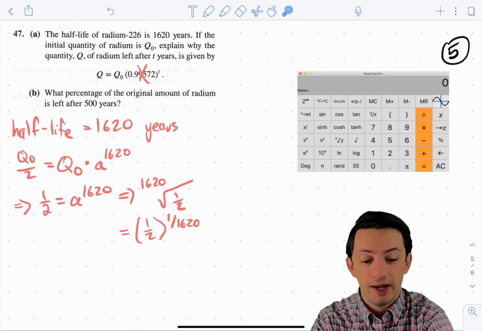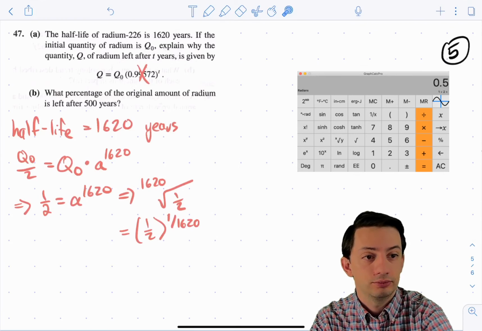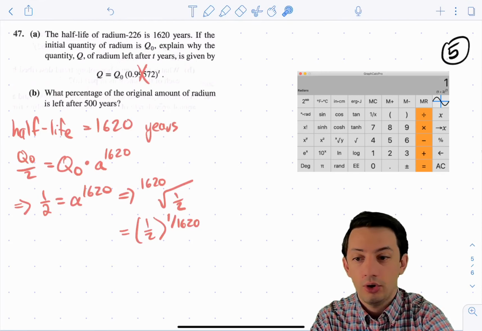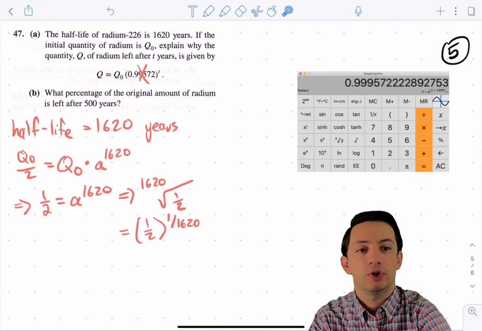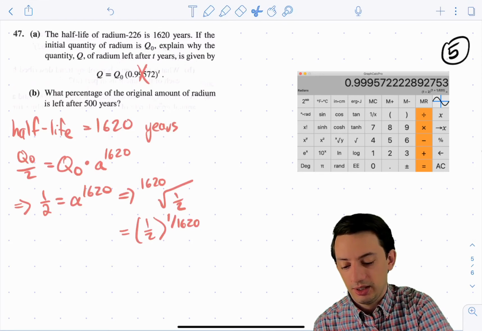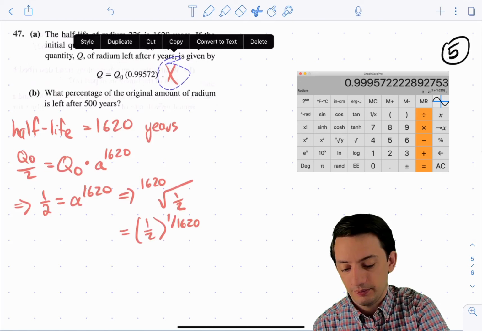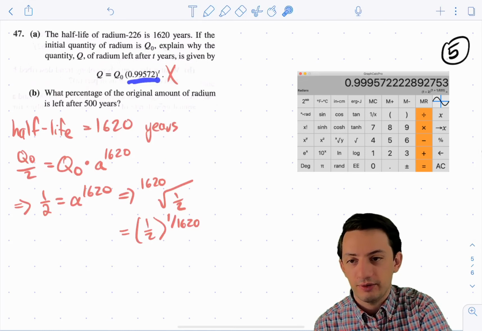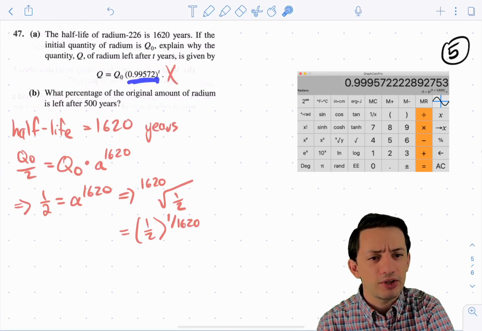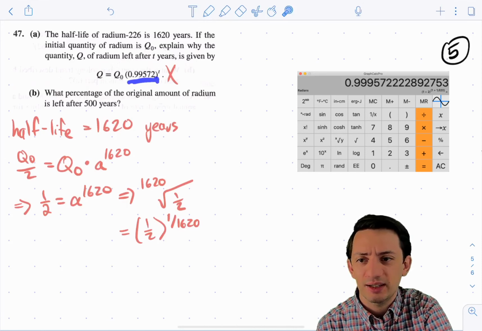We're going to do 1/2 to the power of 1 over 1,620. OK. This looks almost like what the book says. The book says, let me move my little x so we can see again, 0.99572. But my calculator says 0.999572.